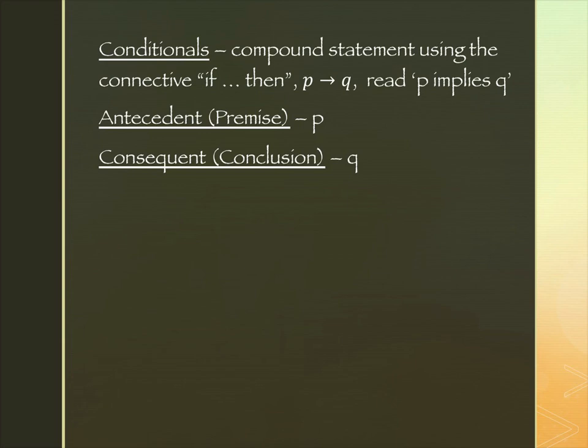The P part has a couple of different names. It's called the antecedent. It's also called the premise. And what comes afterwards, the Q, is called the consequent or the conclusion. So I'm going to give you an example of one that we're going to use in a little bit for describing more of what's going on.